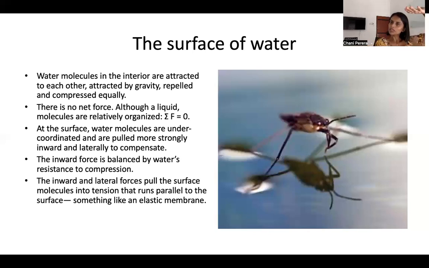The inward pull, and the lateral one, because it has nearest neighbors on the side as well as at the bottom side. So the inward pull and the lateral pull are stronger. This inward force is balanced by water's resistance to compression. You know that water is compressible, but only up to a limit. So that is compensated because of that. Then what happens? The surface molecules have a tension and are packed to form an elastic membrane.